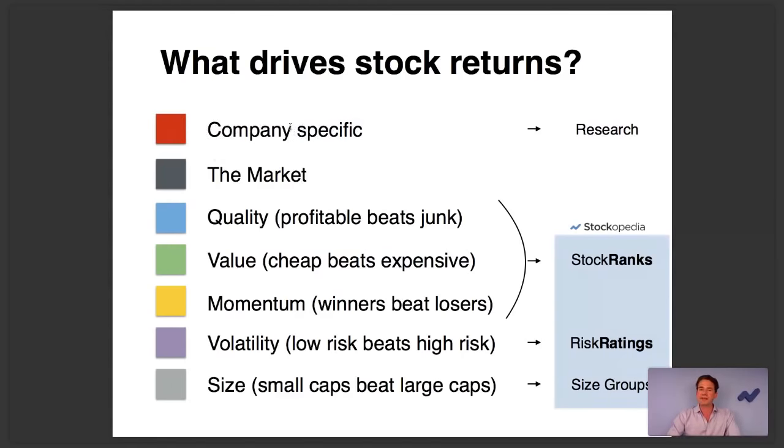The company-specific factors are down to one's own research into company-specific traits and understanding individual companies. The market as a whole, obviously, goes up and goes down. But these three are the most important for the stock ranks: quality, value, and momentum. But we also analyze volatility using the risk rating, which I'll explain briefly later, as well as size, which is available in size groups and using different size metrics on the site. So I hope that gives a quick map of the most important factors that drive stock returns and how they map to features on the Stockopedia site.